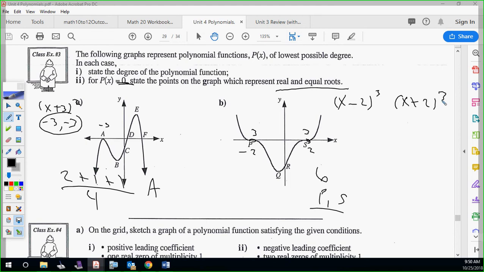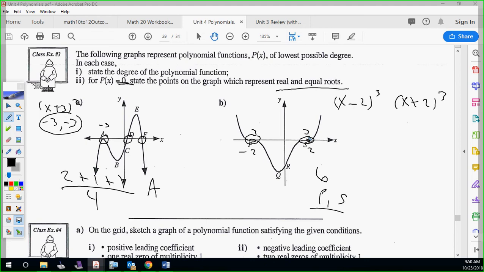Okay, so I know it's confusing, part 2, but part 2 is saying state the points of the graph which represent real and equal roots. So it's essentially saying which points in the graph have a multiplicity bigger than 1. That means they happen more than once. These two only happen once, so those aren't equal roots. This happens twice, so 2 equal. This happens 3 times at least, so 3 equal, 3 equal. So they're all bigger than 1. That's the question.